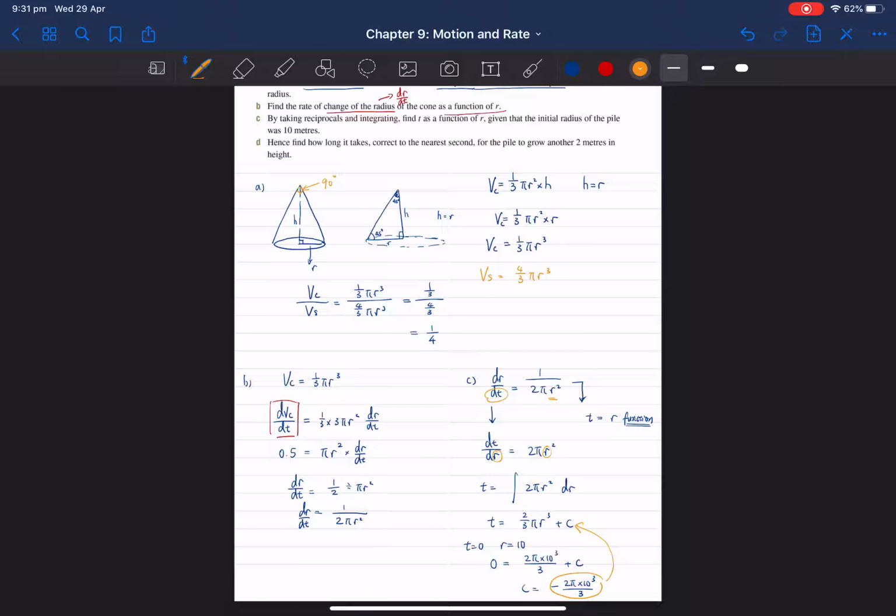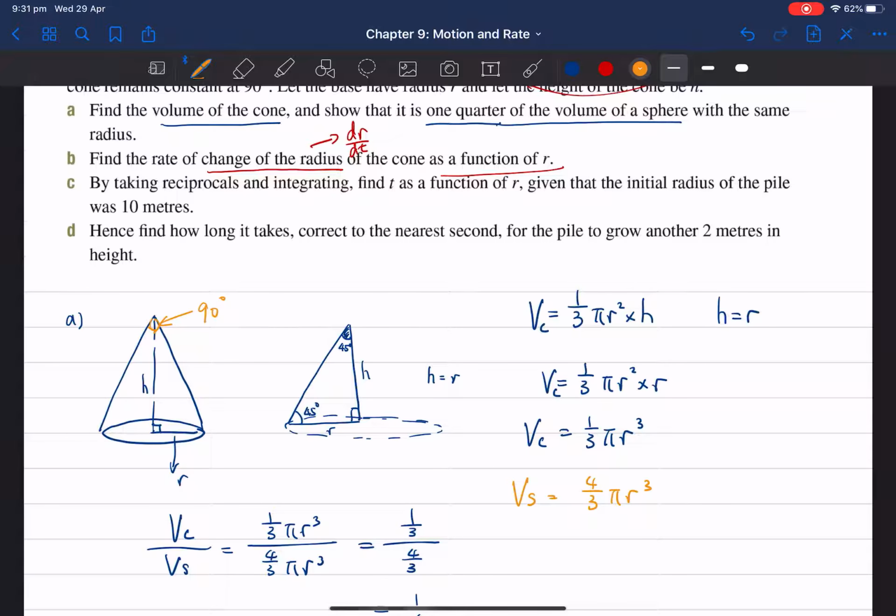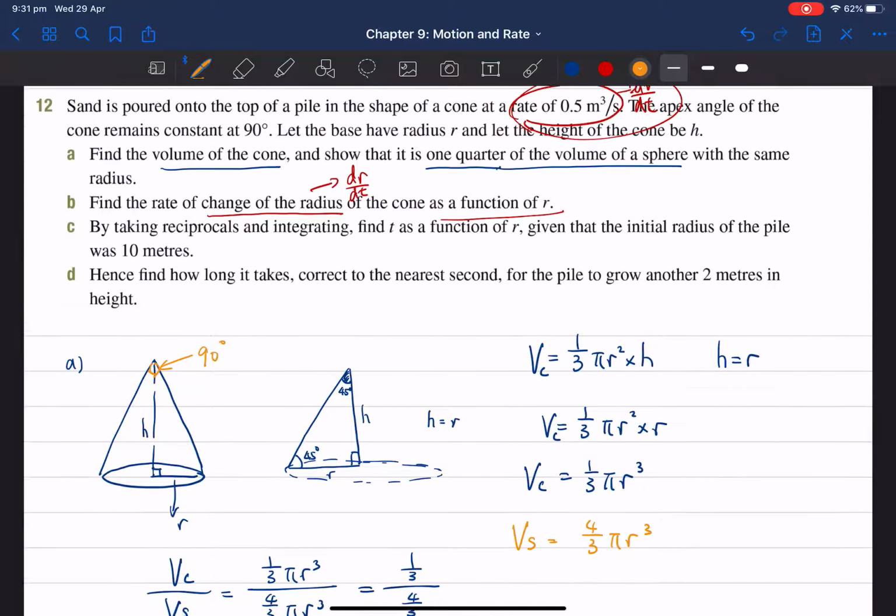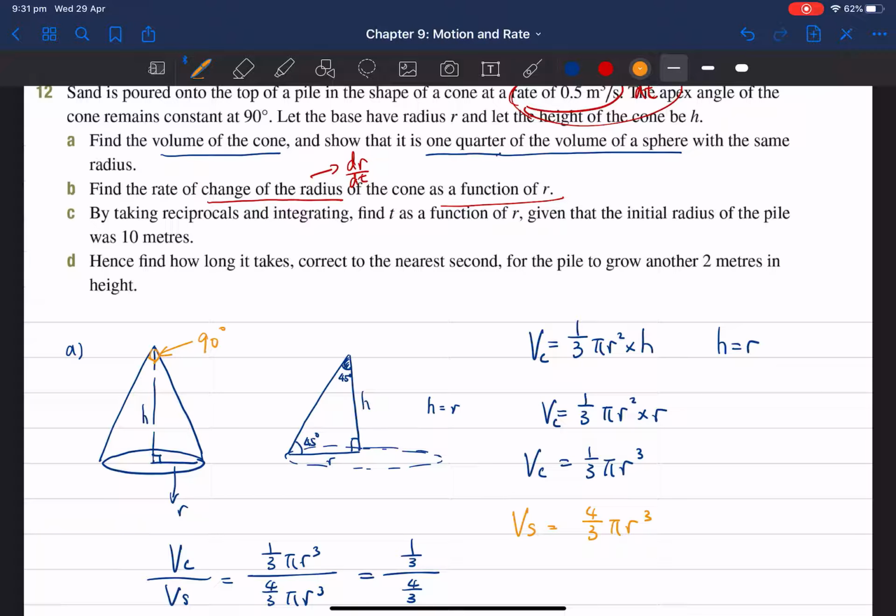Okay, so that's part C finished. Now the last question here is: find how long it takes, correct to the nearest second, for the pile to grow another 2 meters in the height. So what we need to do now is find how long it takes, correct to the nearest second, for the pile to grow another 2 meters in the height.